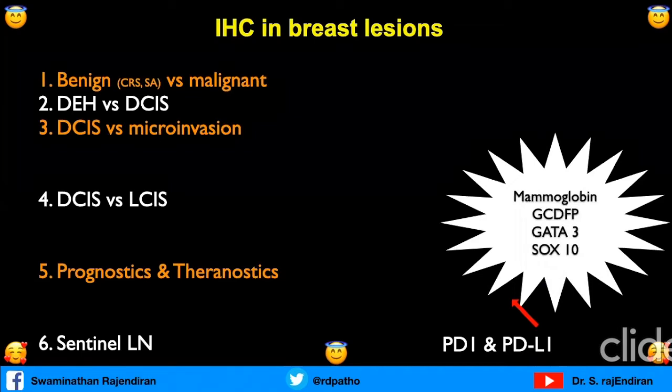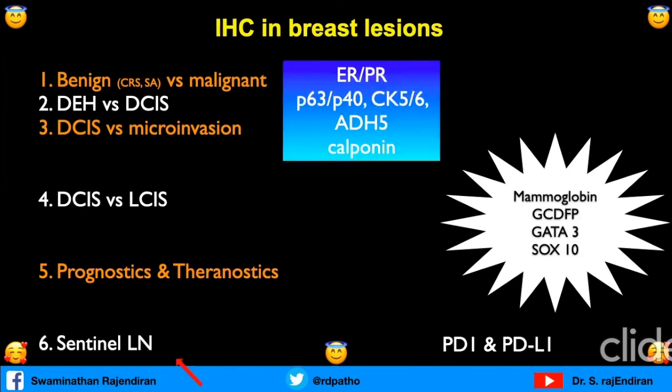Whereas we have very difficult situation in breast, for example, complex radial scar versus malignant, DEH or DCIS. These are the conditions where we need immunohistochemistry, and we can group the conditions, okay, benign versus malignant, DEH with the DCIS or DCIS with the microinvasion, DCIS with the LCIS, and what are the markers that are helpful in prognostic and theranostic view and in the sentinel lymph nodes.